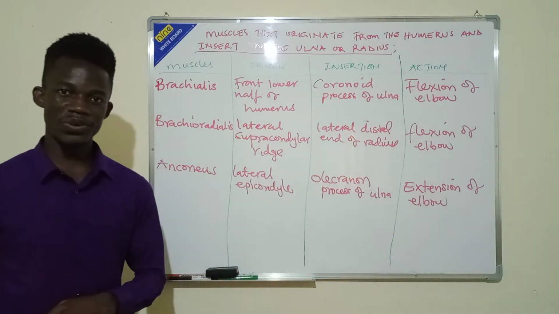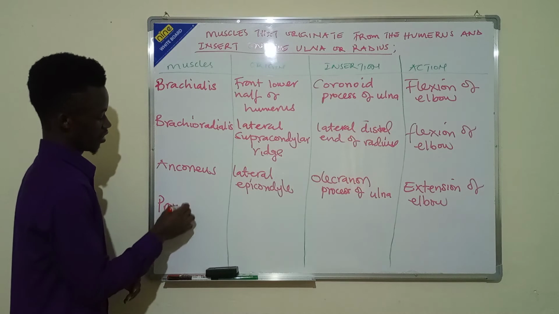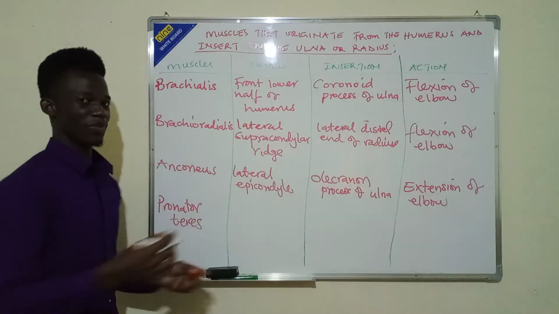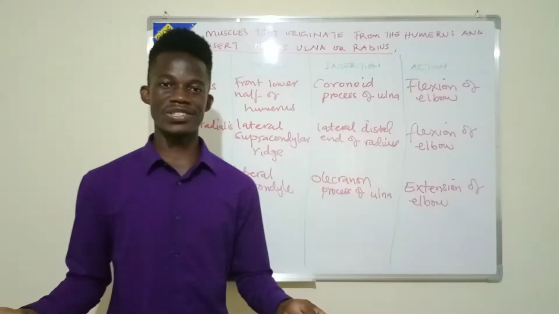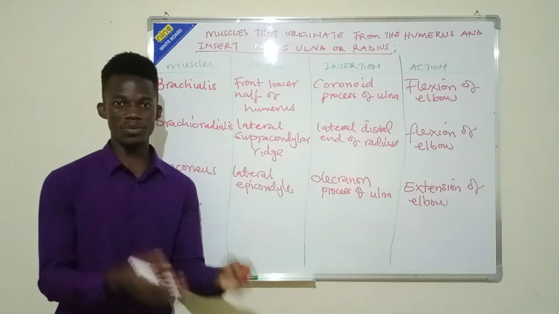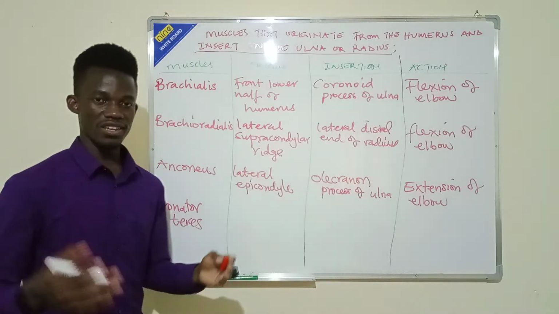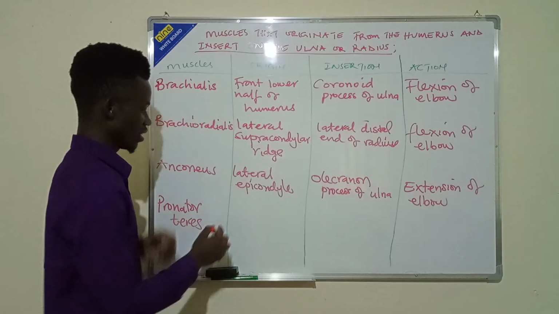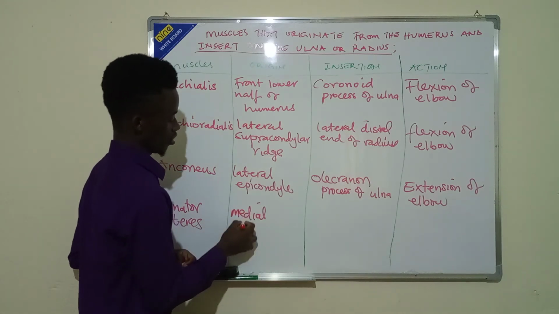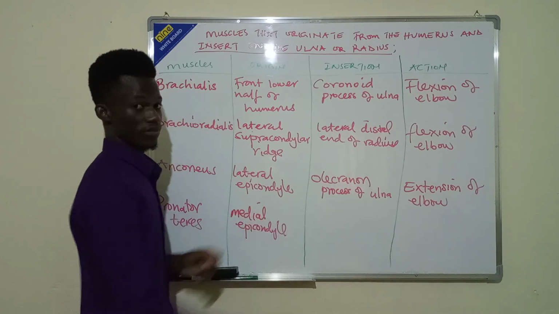Then the last muscle for us to look at is known as the pronator teres. Many people get confused, where does pronator teres originate? Pronator teres simply has two heads, the humeral head and then the ulnar head. In this case we look at the humeral head. It simply originates from what we call the medial epicondyle of the humerus.